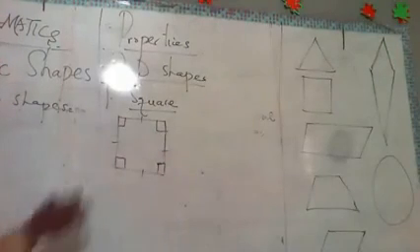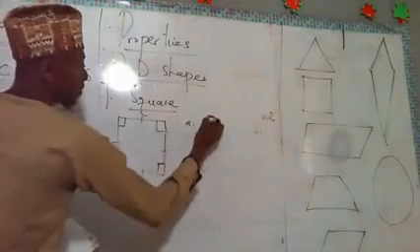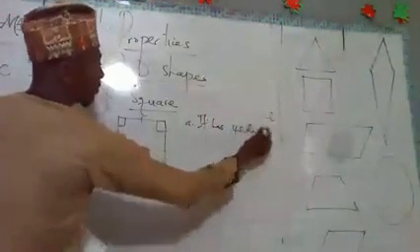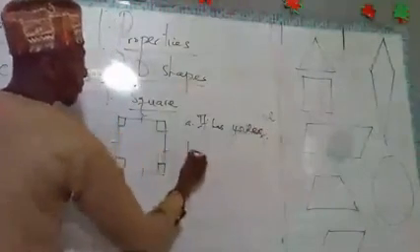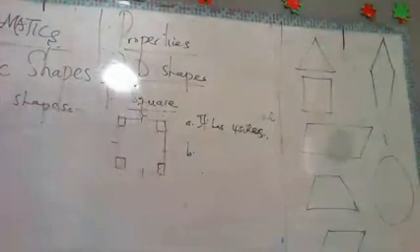Can you see this? So we want to talk about this shape. This shape has 4 sides. It has 4 sides. 1, 2, 3, 4. What else can you see?